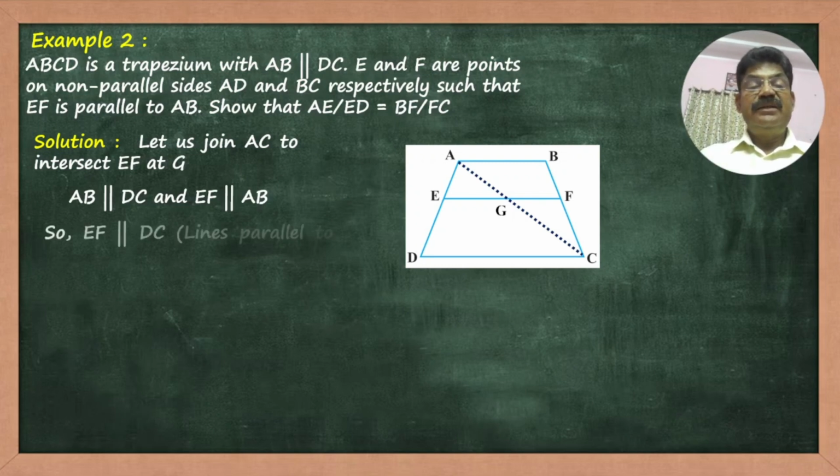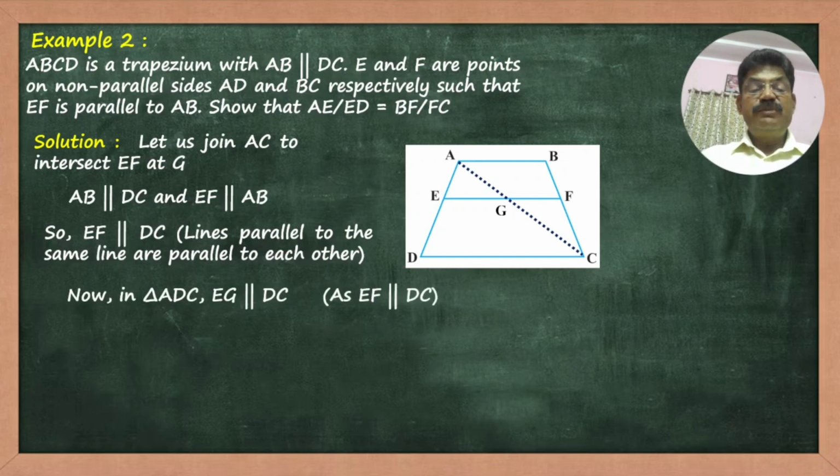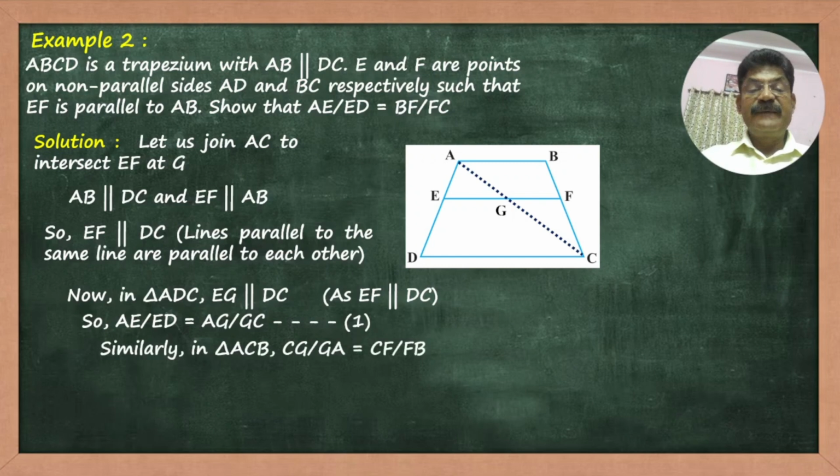AB is parallel to DC and EF is parallel to AB. So EF is parallel to DC. Now we can apply theorem 6.1 to the triangle ADC. EG is parallel to DC. Therefore, AE divided by ED is equal to AG divided by GC. Call this equation 1.